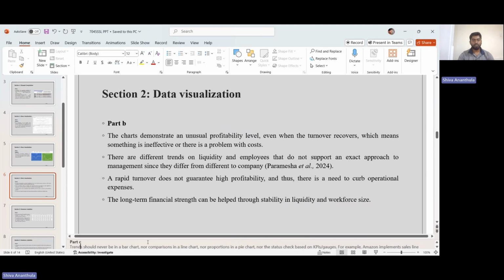Part C. Trend should never be in a bar chart, nor comparison in a line chart, nor proportion in a pie chart, nor checking based on KPIs and gauges. For example, Amazon implements sales graphs on the basis of real-time sales and inventory bar charts to make optimal supply chain arrangements. Be more responsive and avoid stockouts with the help of data.